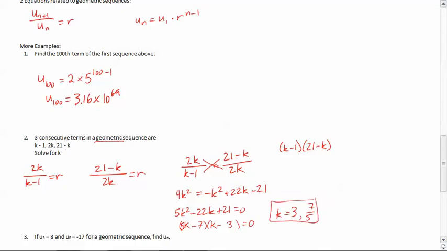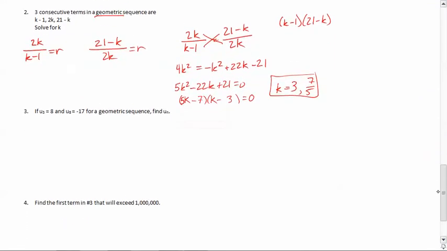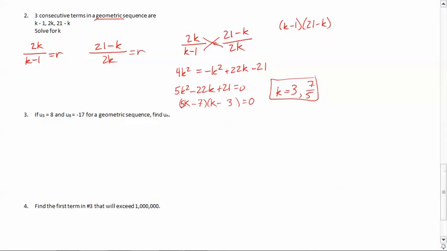And if you want to check, you can go ahead and plug those back in and check out the ratio, and it should work out for you. Wonderful. 2 answers. How about that? Okay. So now let's go for letter 3.